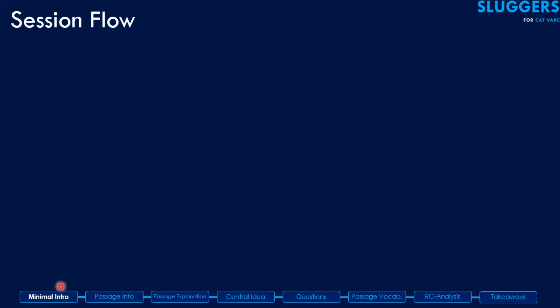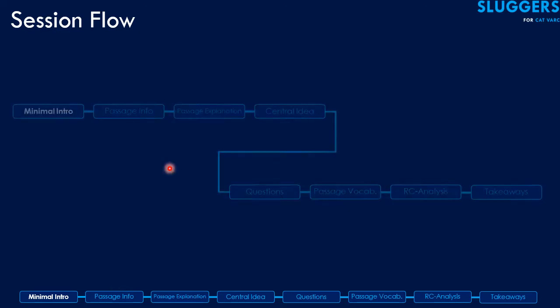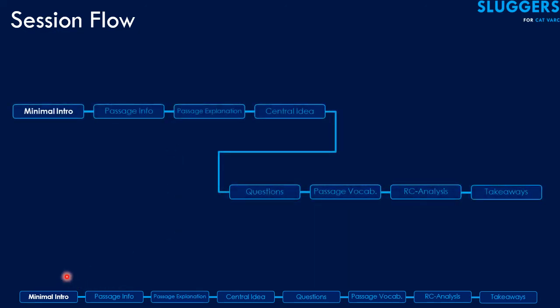For example, we are still in the minimal introduction part of the video, and after this will be followed by passage information, then passage explanation, and so on and so forth. So whichever part is highlighted tells you that's the part of the video we are currently situated in. Okay, now I'm just reproducing this here to suggest to you how you can go about watching the session, right?